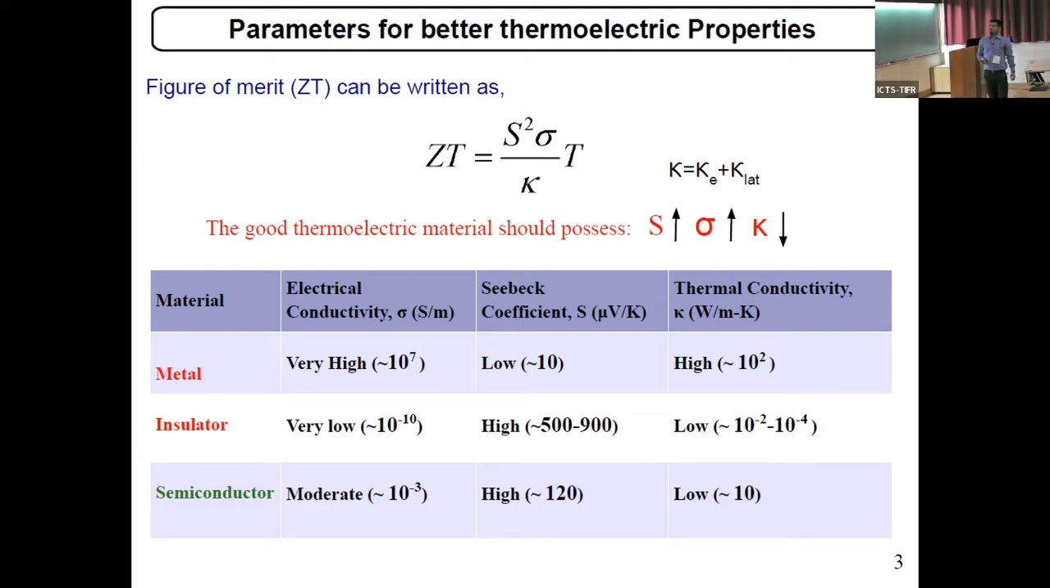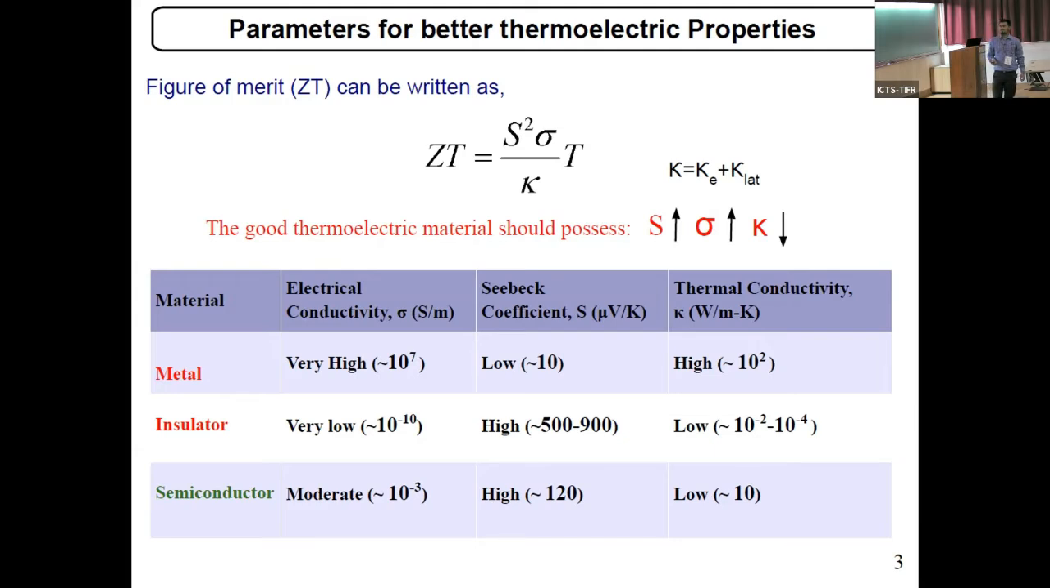In this table, I show that metals are not good thermoelectric materials because they have a very low Seebeck coefficient. As I already said, if the Seebeck coefficient is higher, then the thermoelectric figure of merit will be higher. Since it is lower for metals, metals are not good. Similarly, insulators are also not good because they show very low electrical conductivity. Although they show a very high Seebeck coefficient, since electrical conductivity is very low, they are not suitable.